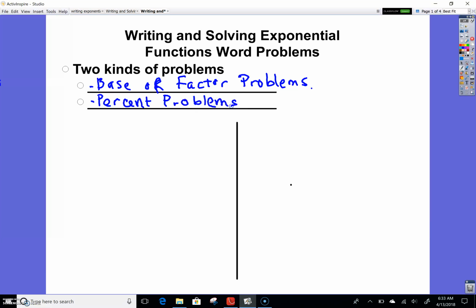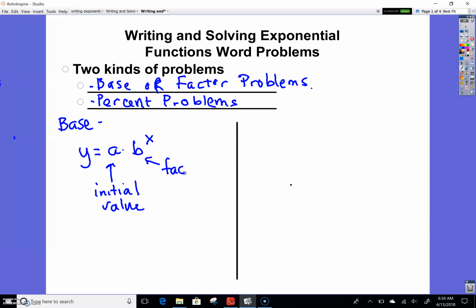In the first kind, the base problem, y equals a times b to the x power. They'll give you an initial value, and you have to identify it. And then they'll give you something that is multiplied, so they're going to give you a factor. All you have to do is figure out what those two are, then you can solve your problem.